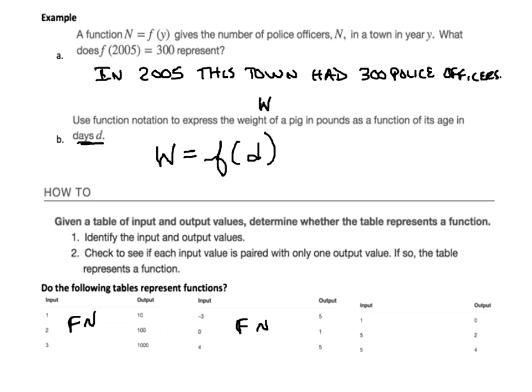Now, of course, I had to throw one in that wasn't. So this last one obviously is not going to be. I have inputs of 1, 5, and 5. And I have outputs of 0, 2, and 4. So I'm sending 5 to 2, and I'm sending 5 to 4.